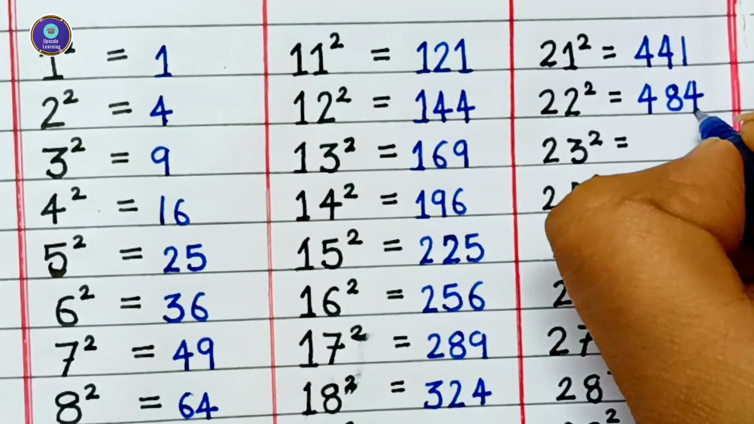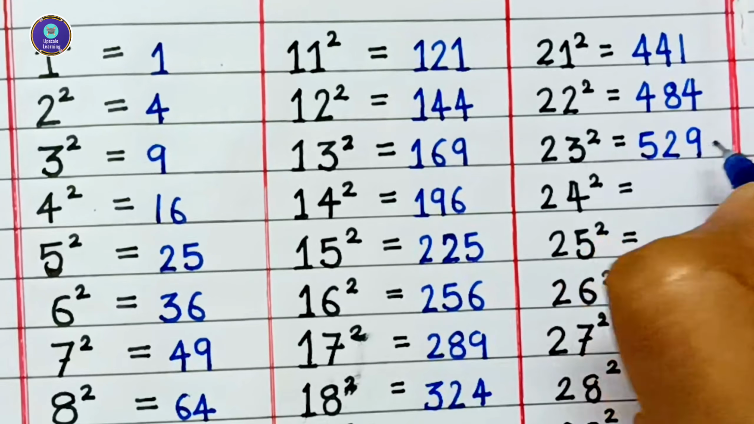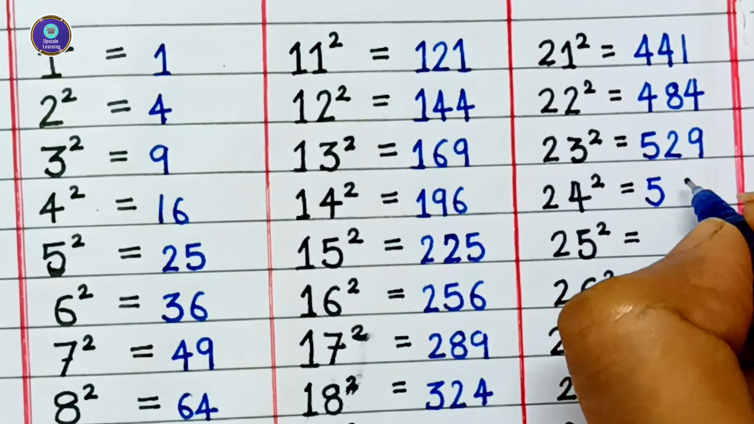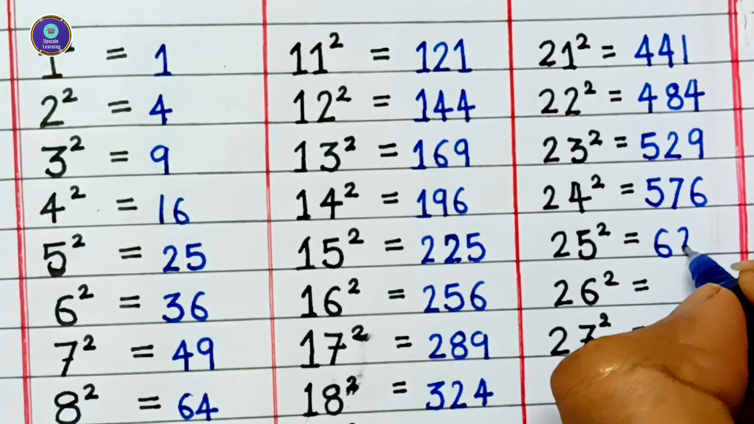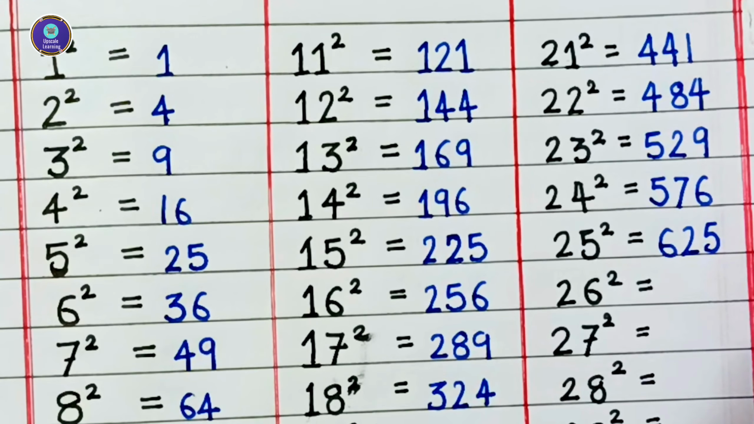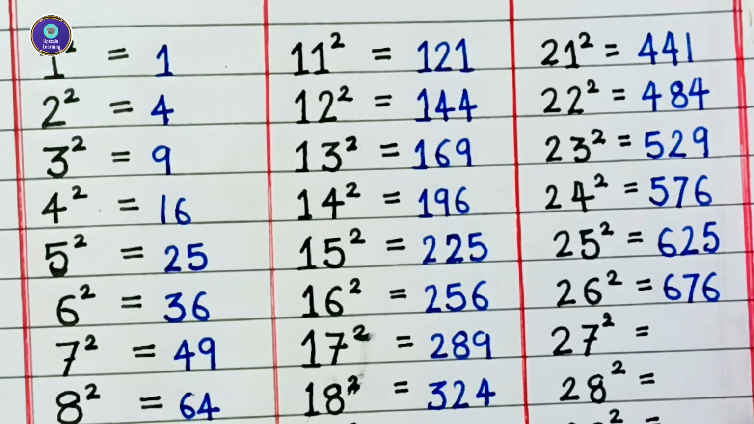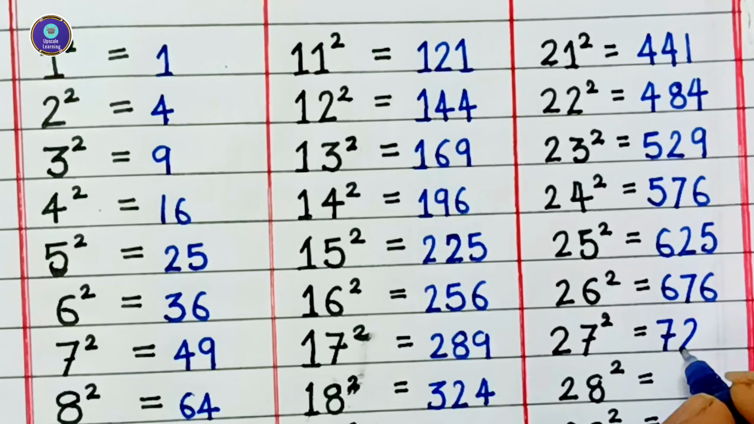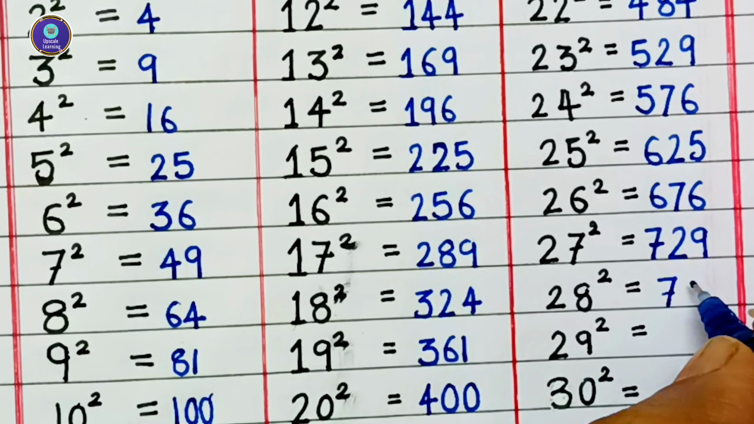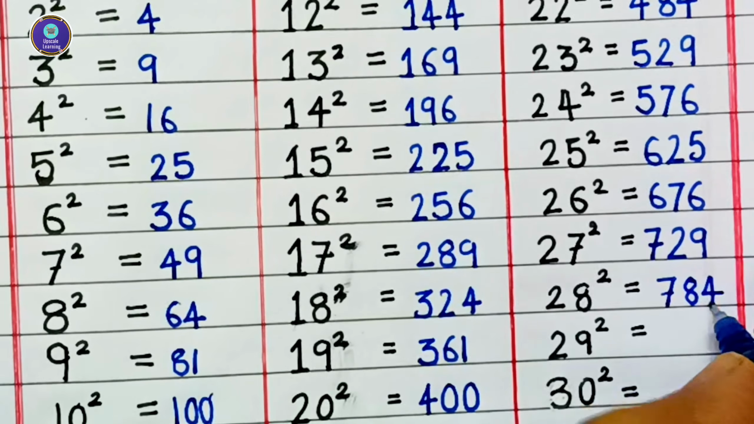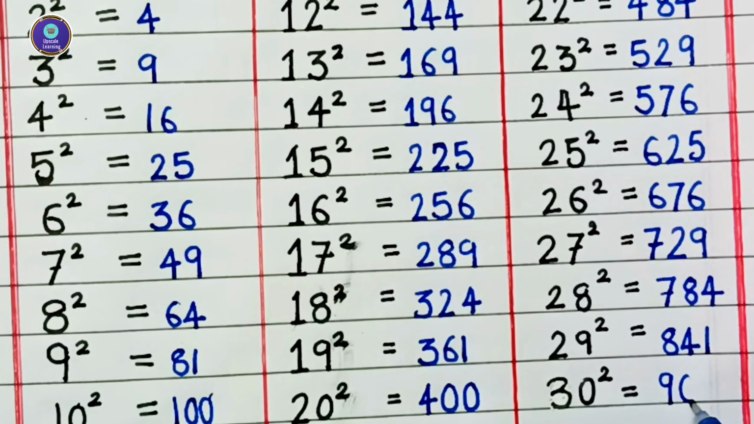Square of 21 is 441, square of 22 is 484, square of 23 is 529, square of 24 is 576, square of 25 is 625, square of 26 is 676, square of 27 is 729, square of 28 is 784, square of 29 is 841, and square of 30 is 900.